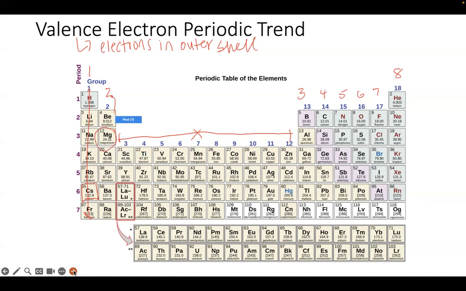We are unable to predict the valence electrons of the transition metals, so that's why we skip those. Boron has 3, carbon and anything in this category, down to lead, would have 4, and so on and so forth.